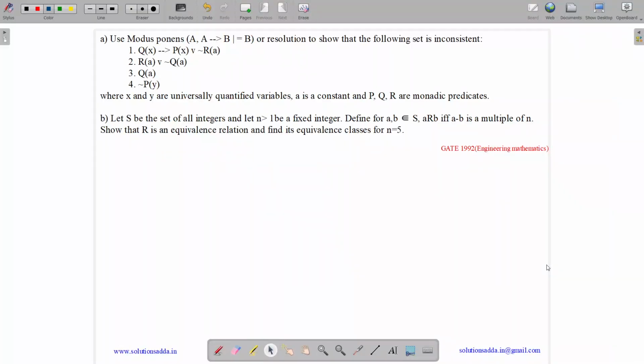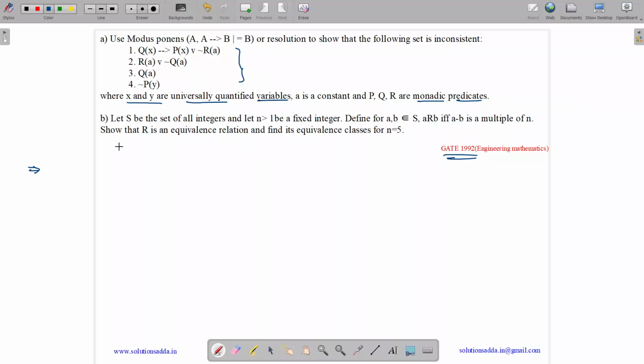This question belongs to the engineering mathematics subject and was asked in GATE CSE 1992. The question states: using modus ponens or resolution, show that the following set is inconsistent. So we need to show that if all of them are true, then it is an inconsistency. So let us prove this. Here x and y are universally quantified variables, a is a constant and p, q, r are monadic predicates.